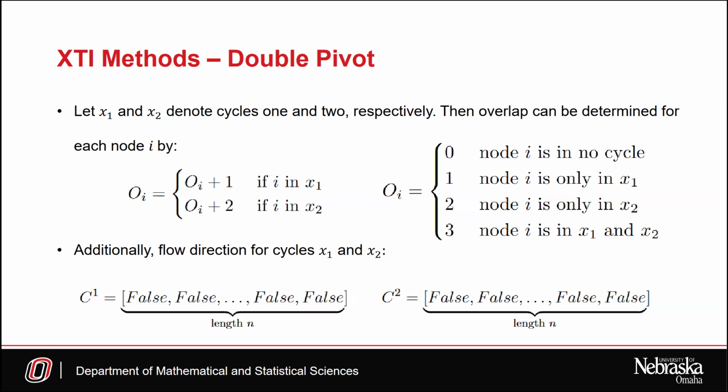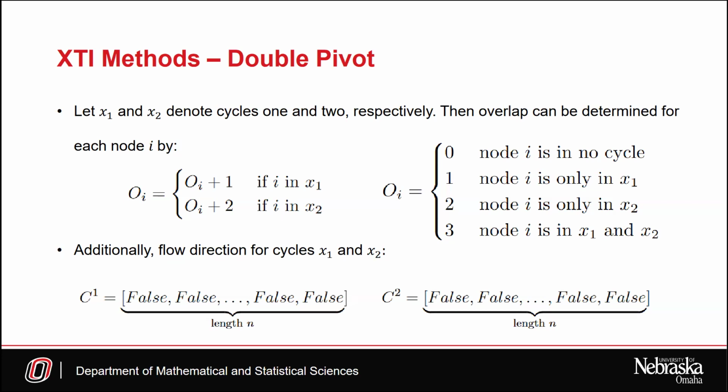So what I did for my thesis was I introduced 2 new notations called overlap and flow direction for cycle 1 and cycle 2. What the overlap list does is it asks, during cycle construction, if a node i is in cycle 1 or if a node i is in cycle 2, which adds 1 and 2 respectively. So you get the following presentation: if I call upon a node i and I get 0, it means it's in no cycle. If I get 1, it's only in cycle 1. If I get 2, it's only in cycle 2. If I get 3, it's in both cycles.